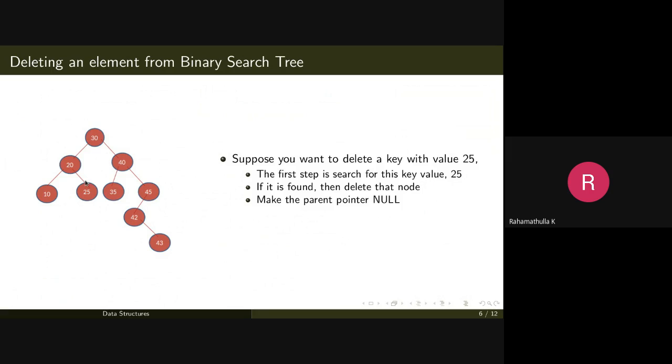In order to delete this, what we need to do is remove this node and set this pointer as null. So you search for the element 25 in this entire tree, and if it is found, then you set the parent pointer as null and delete this node. That's it.